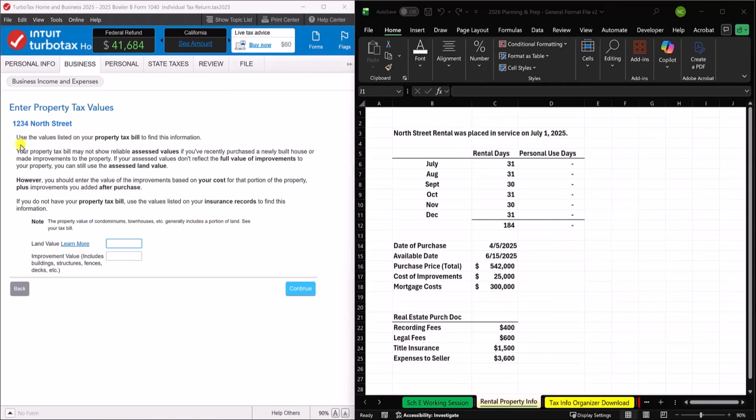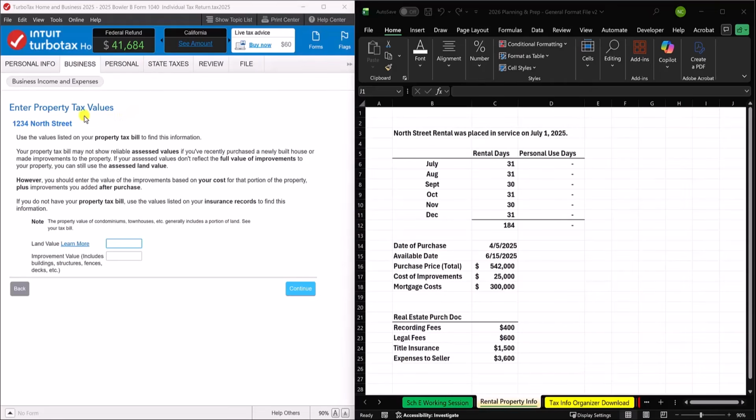Okay, so let's take a look at what it says here. Use the values listed on your property tax bill to find this information. Now, instead of digging through all of this reading right here, let's just talk about high level what this screen is asking for and what the point of the information is. When you purchase any piece of business property or rental property or any property that is subject to depreciation, you're going to have to make an assessment of the amount of value that is allocated to the building and improvements to the building and perhaps improvements to the surrounding land, and then conversely to the land itself.